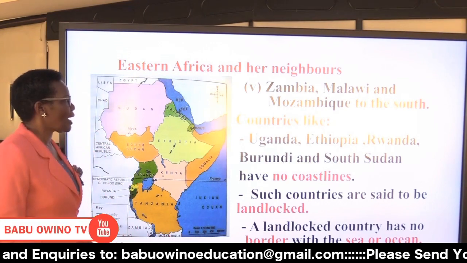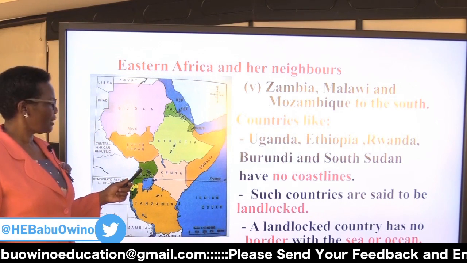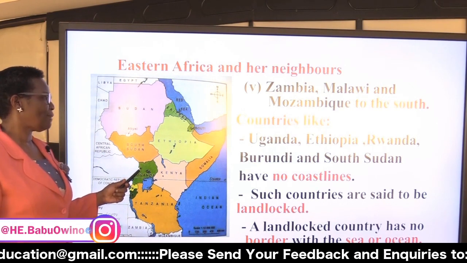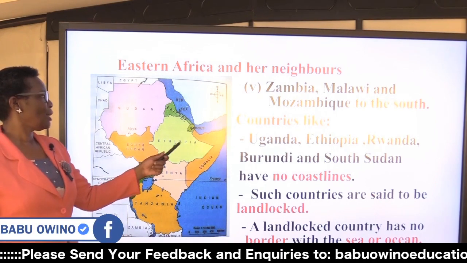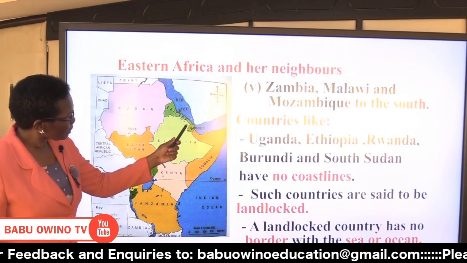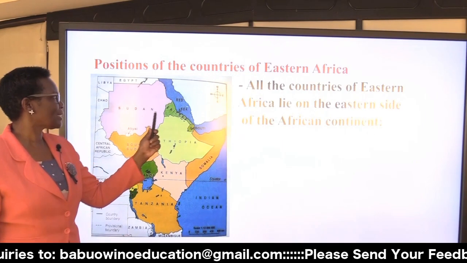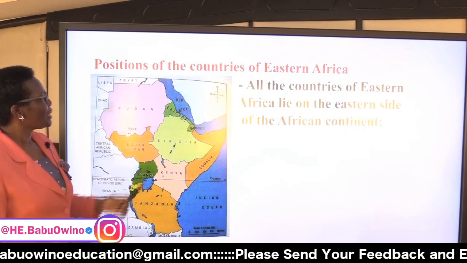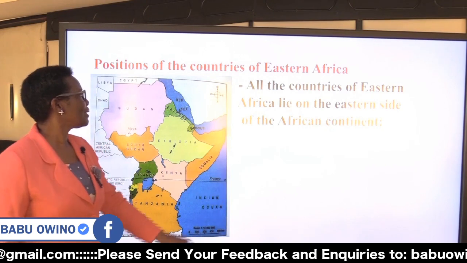So those countries are Uganda. Look at Uganda here. There is no sea. There is no ocean. Maybe we have lakes. Then we have Ethiopia. Ethiopia is here. No sea, no ocean. You can see Ethiopia borders Djibouti. Ethiopia borders Eritrea. But Ethiopia does not border the Red Sea. Okay.